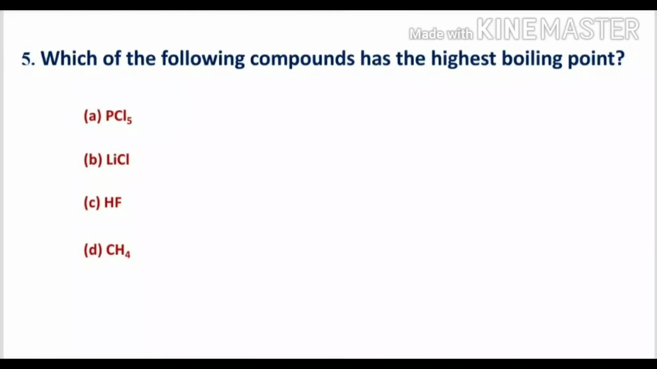The next question, number 5: which of the following compounds has the highest boiling point? Option A, PCl5. Option B, LiCl. Option C, HF. Option D, CH4. Ionic compounds have a higher boiling point when compared with covalent compounds.